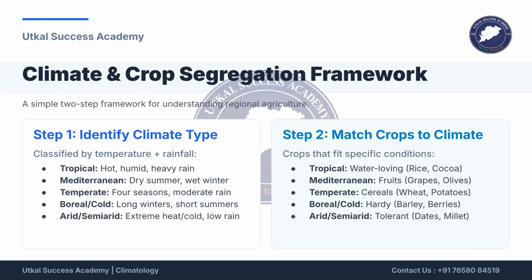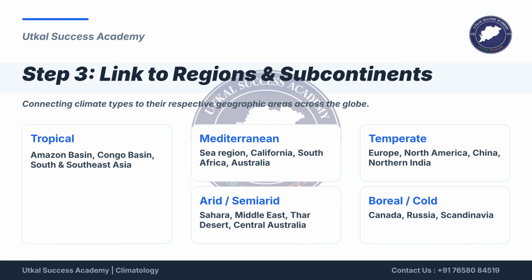To understand regional agriculture, we can use a two-step framework. Step 1. Identify the climate type based on temperature and rainfall, such as tropical, temperate, or arid. Step 2. Match the appropriate crops to that climate, such as water-loving crops in tropical regions or hardy crops in boreal climates. The final step is to link these climates to their geographic regions.